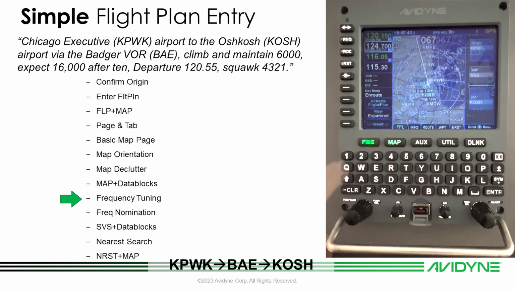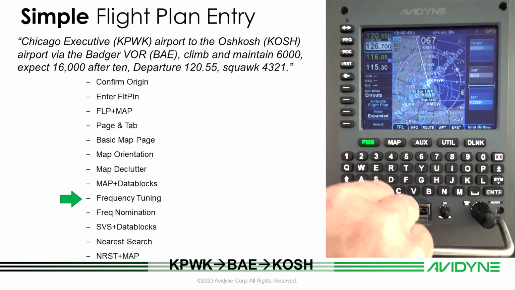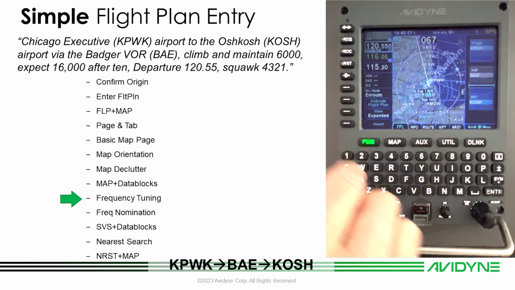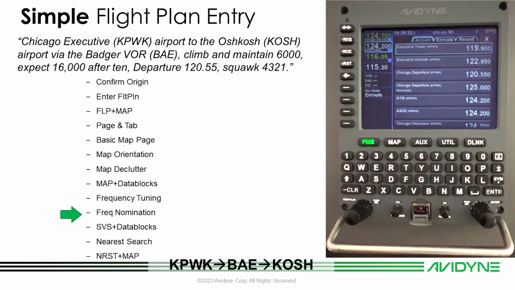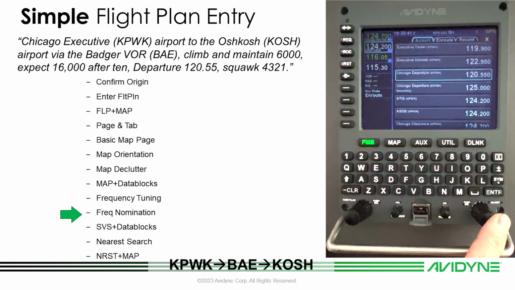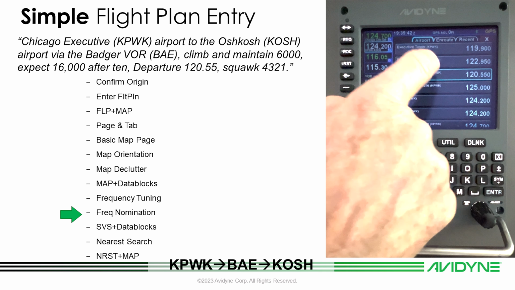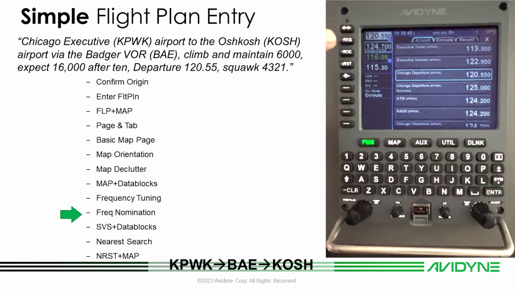blocks. Tuning the optional VHF comm radio can be done by turning the left inner knob for kilohertz and outer knob for megahertz. Or the easier method is to use the frequency nomination key and select the desired frequency from the nomination list. You can scroll with the right FMS knob and push the knob to select, or you can simply double tap on the desired frequency to load it into the standby window.